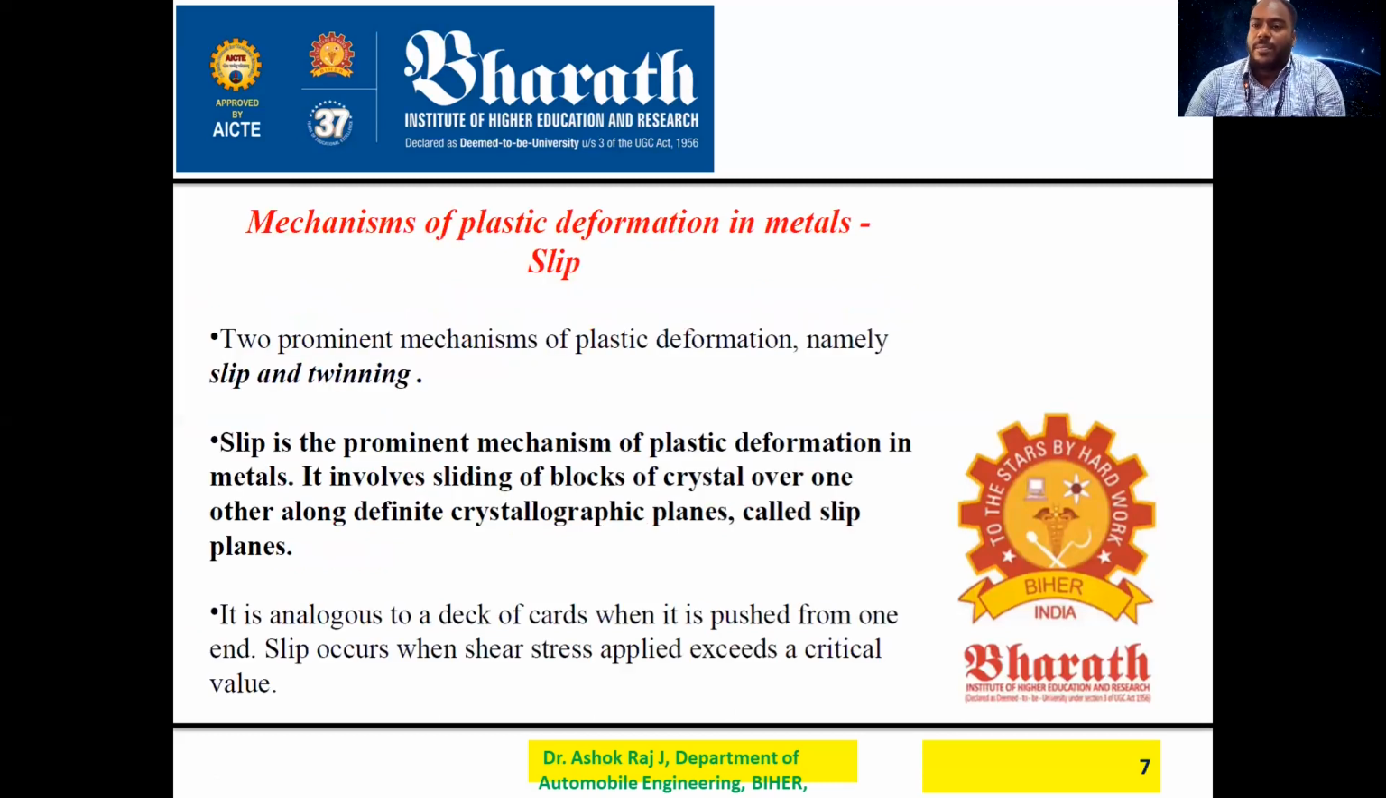And the mechanism of plastic deformation in metal. First we'll see the slip. There are two dominant mechanisms of plastic deformation, namely slip and twinning. Slip is the prominent mechanism of plastic deformation in metal.